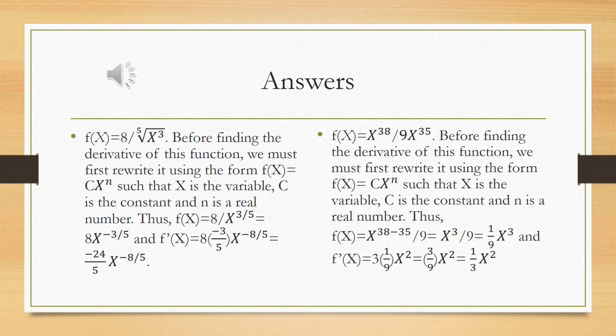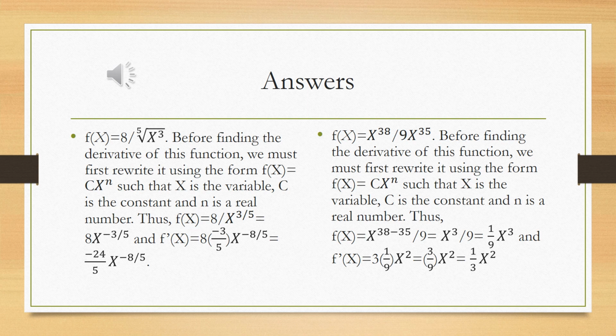At this point, we all know that 8 divided by the fifth root of x cubed equals 8 over x to the power 3 over 5. And 8 over x to the power 3 over 5 equals 8x to the power minus 3 over 5. Thus, f prime of x equals 8 times minus 3 over 5 x to the power minus 8 over 5, which is minus 24 over 5 x to the power minus 8 over 5.